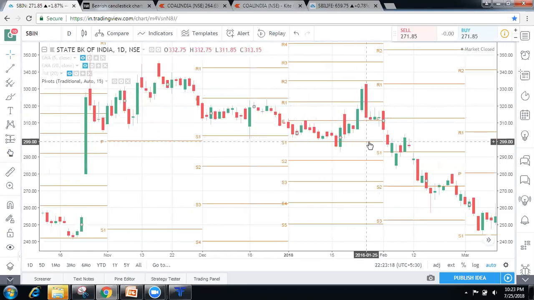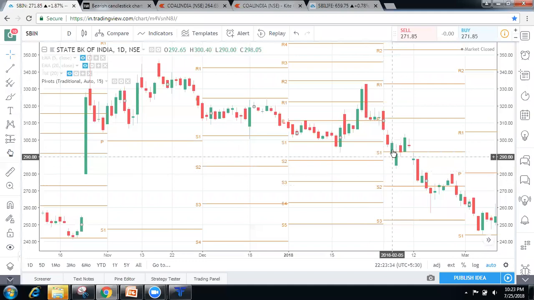My first target will be the S1. So the S1 target is achieved. But the month has changed, so my S1 target changes to here, 293.